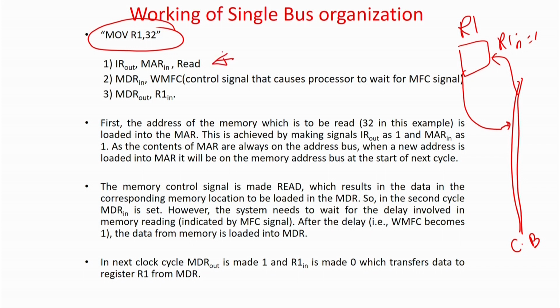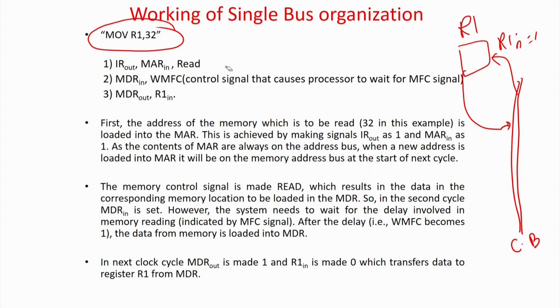Then the memory will see the memory address register, and whatever value is in that memory location will be dumped to the memory data register or memory buffer register, and you have to wait for some time. As I told you, this signal is called WMFC, the control signal that causes the processor to wait for the MFC signal. When the memory says that it has written the value from memory location 32 to the memory data register, the MFC becomes 1. Then the memory has given the data, and everything is stable. Now, the memory buffer register will dump the value to R1. So, these are the 3 micro instructions.